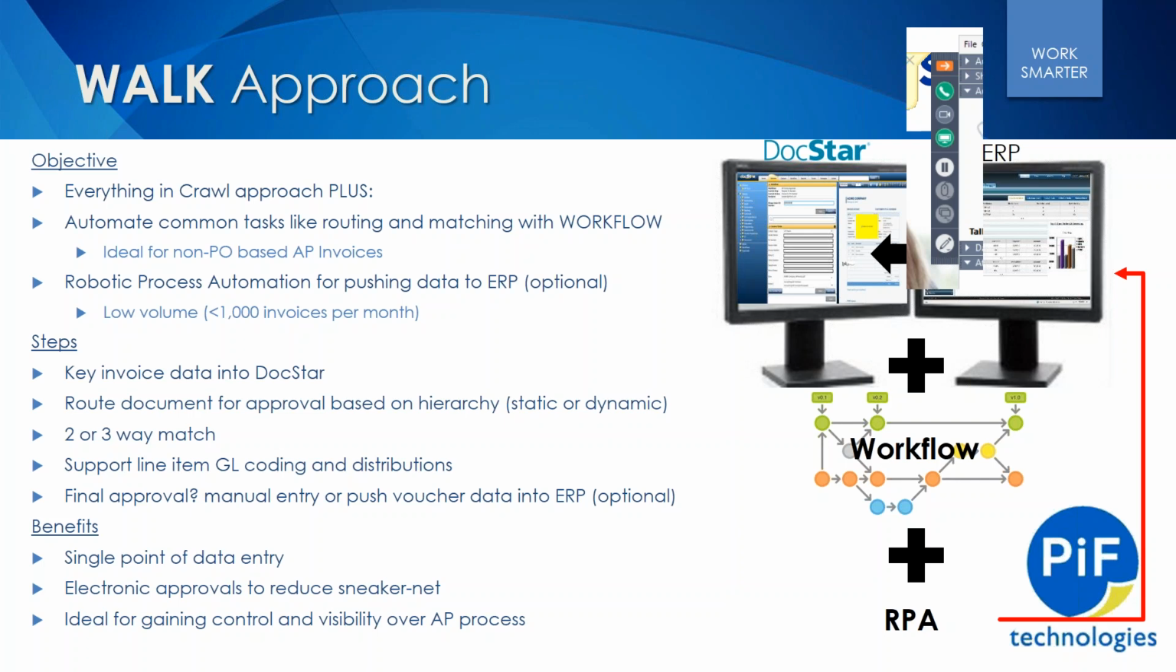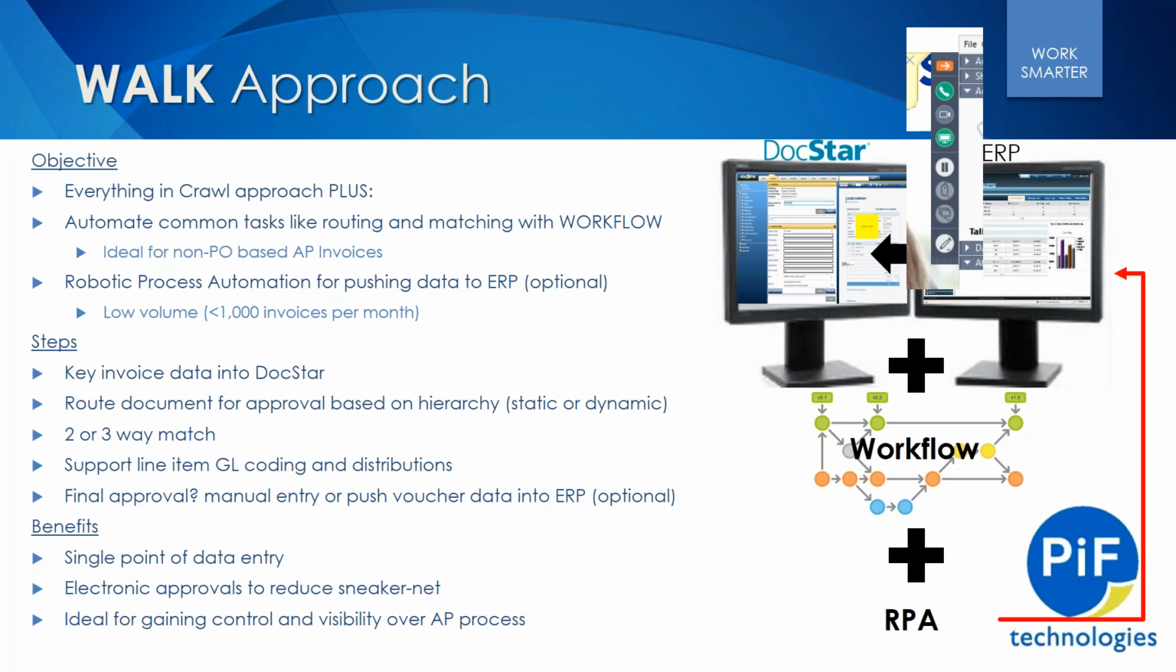So the steps in this particular case is you would key the invoice data into DocStar. You would then route that document for approval. Based on the data that we have in DocStar, we can then go out to an external data source like your ERP and do either a 2- or 3-way match, depending if you do get receivers and if it is inventory or not. Then it also has the support for line item coding. Again, if you don't generate purchase orders, that becomes even more important. So if you're a property management firm where you have property managers that need to GL code these invoices and you're using stamps today, this is going to be a big win for you.